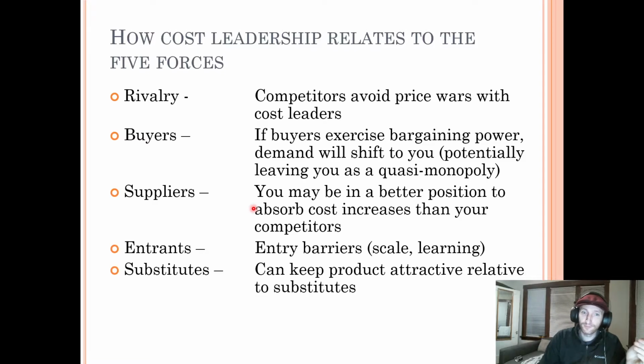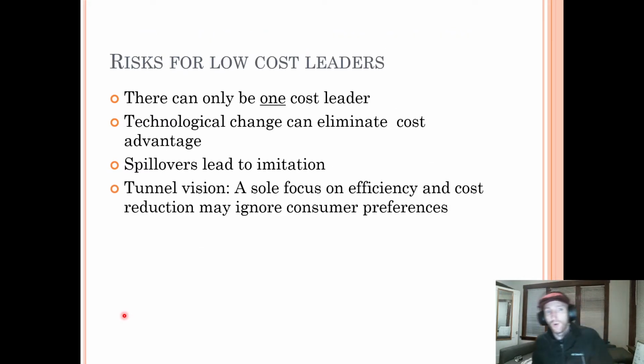You can pause it here. Here's just a quick little bulleted breakdown of low-cost leader and each of the five forces. Now, risks. Usually with this, there can be one clear cost leader in the marketplace. There's not room for a lot of cost leadership firms.